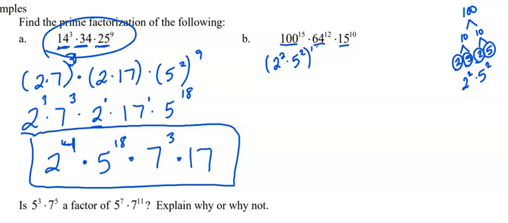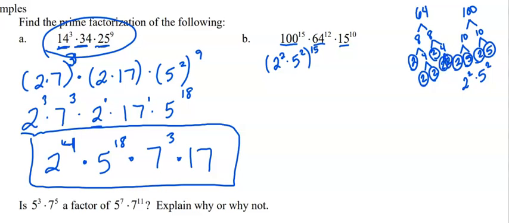And the 100 was raised to the 15th power, so we raise that parentheses to the 15th power. Next number we need to prime factor is 64 because it's composite. That is 8 times 8, both composite numbers. 8 is 2 times 4, and that 2 is prime. 4 is 2 times 2, both prime numbers.